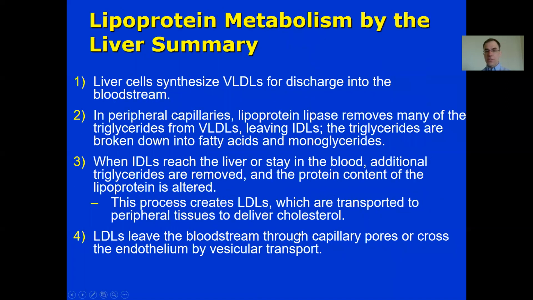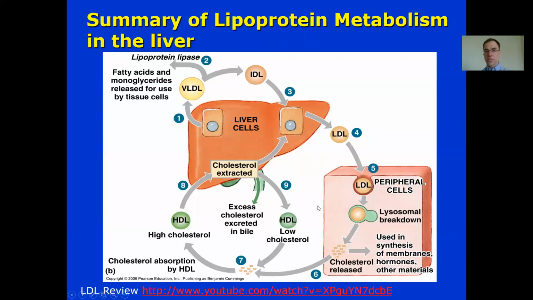But for now, what you need to do is make sure that you have a good understanding of the lipoprotein metabolism, and then do some practice before we move on to what's happening here in step number 5 and expanding on what's happening at the tissues.